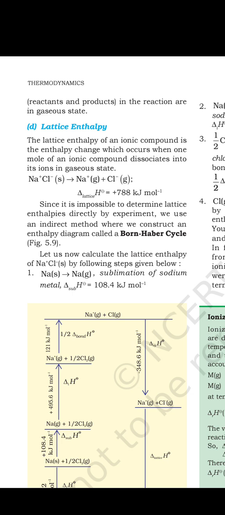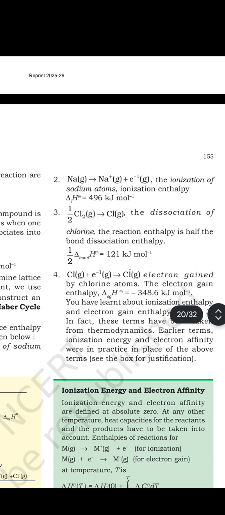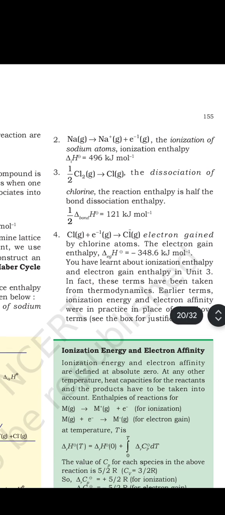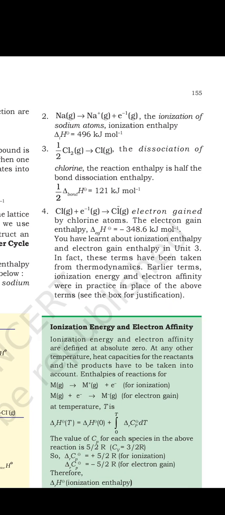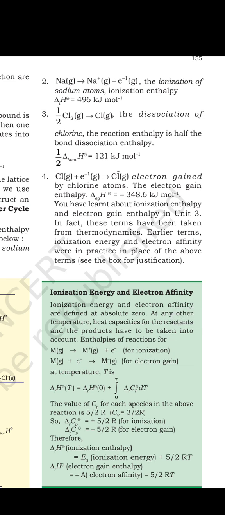Sodium solid gives sodium gas, the sublimation of sodium. Sodium gas goes to sodium ion gas plus one electron, the ionization energy of the sodium atom. The dissociation of chlorine: the reaction enthalpy is half of the bond dissociation enthalpy. Electron gained by a chlorine atom: the electron gain enthalpy. You have learnt about ionization enthalpy and electron gain enthalpy in Unit 3. In fact, these terms have been taken from thermodynamics. Earlier, the terms ionization energy and electron affinity were in practice in place of these terms.